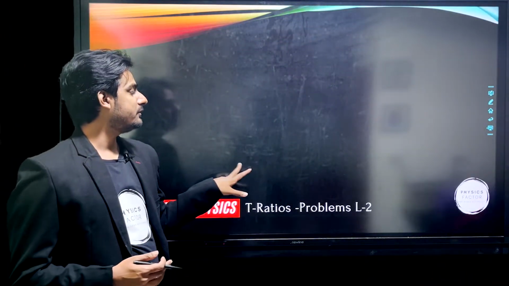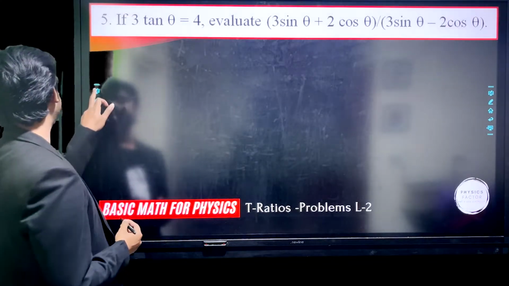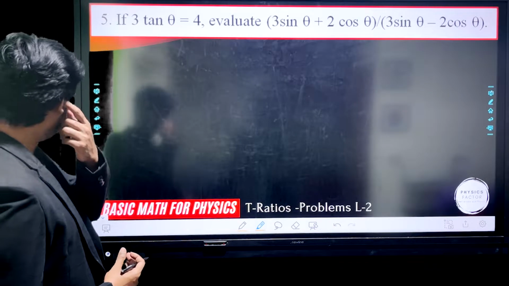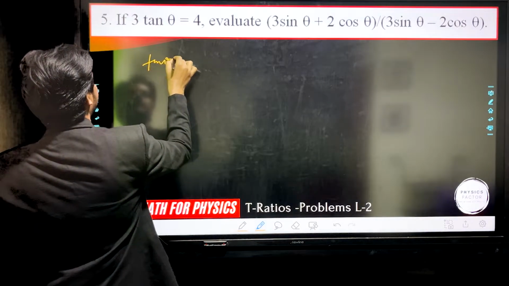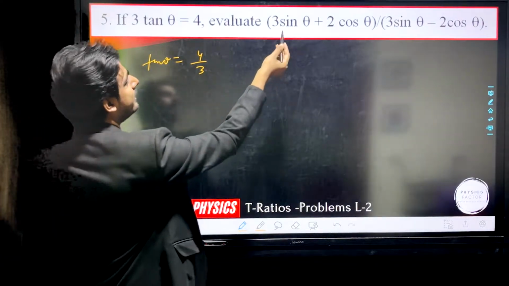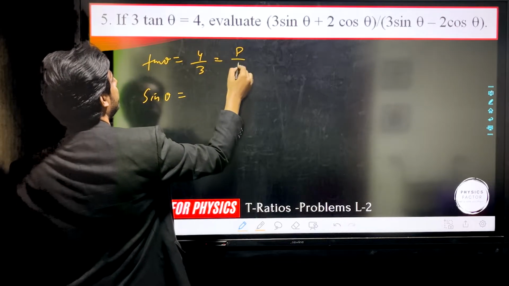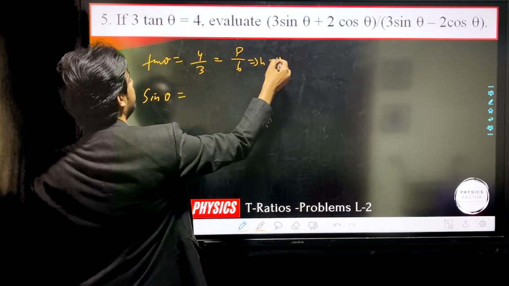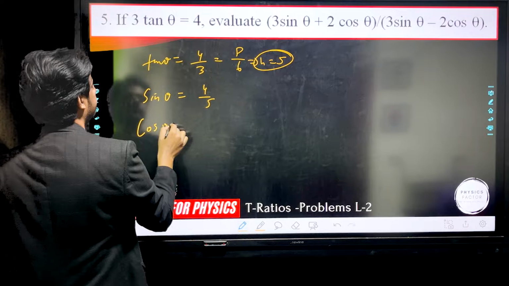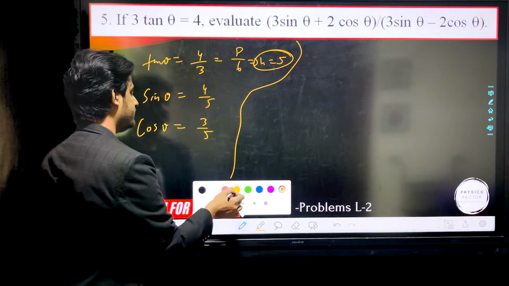Let's move to question number 5. Tan theta is given as 4 by 3. Let's write it. Tan theta is 4 upon 3, and we need to find this value. I told you everywhere it is sin theta and cos theta. Let's calculate sin theta. This is P upon B, hypotenuse is 5. So sin theta is 4 by 5 and cos theta is 3 upon 5.